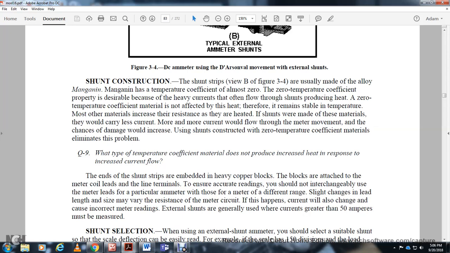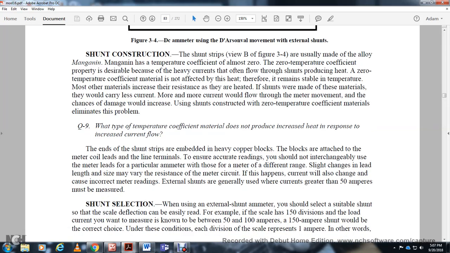The ends of the shunt strip are embedded in heavy copper blocks, which are attached to the meter coil. The line terminals will ensure an accurate reading. The shunt should not be interchanged with those of another meter, because a slight change in the length of the leads varies the resistance of the meter circuit, and the current will change, causing incorrect meter readings. External shunts are generally used when currents greater than 50 amps must be measured.